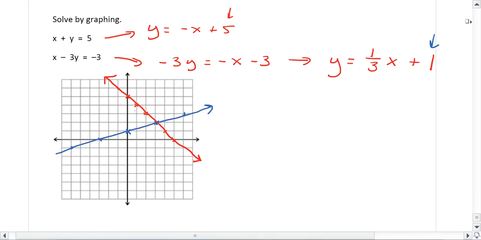And we can see that these lines do indeed intersect. So this point right here is what I'm looking for. That point makes both of these true at the same time. And this ordered pair happens to be over 3 and up 2. So that means that the x is 3 and the y is 2. And you could write your answer like this, or you could put it like an ordered pair, and either way is fine.